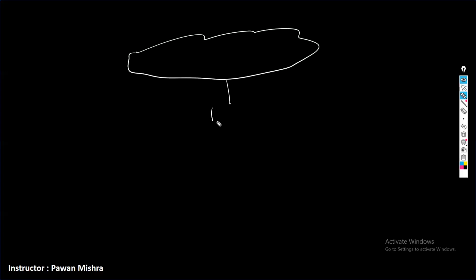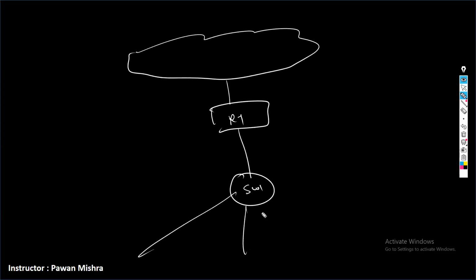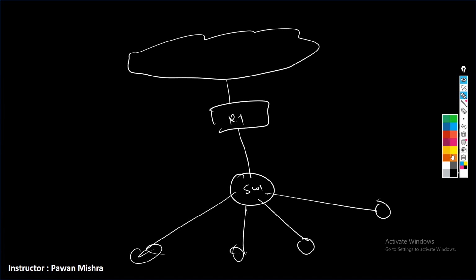So let's take an example. Again, the same topology. We have one ISP here, and this ISP is connected with the R1 router, and this R1 router is connected with the switch, and this switch is connected with 1, 2, 3, 4 PCs, right? So let's say this is 10.1, 10.2, 10.3, and then 10.4.